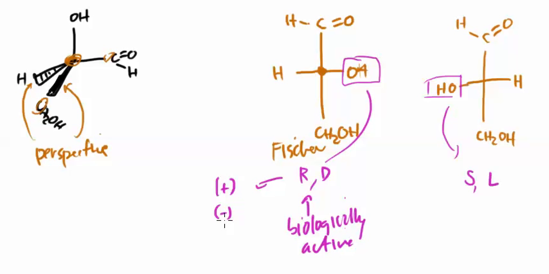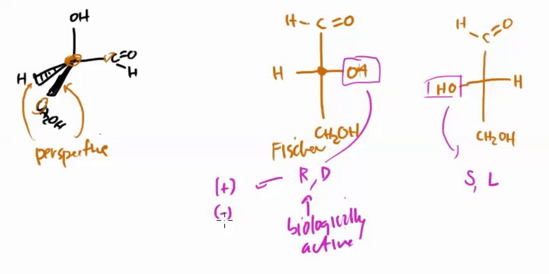So that's the take-home message with the Fischer projection. That's the take-home message with the D and the R form. Those are the forms that are important. Those are the forms that are biologically active. Those are the forms that we want to see as far as these carbohydrates go.